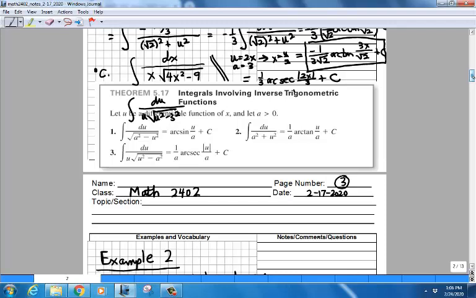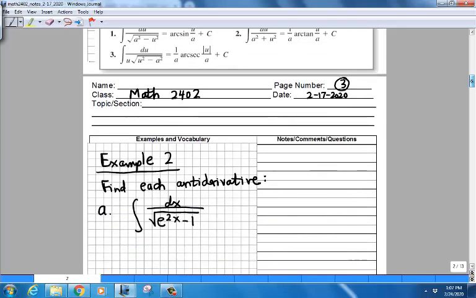Now, sometimes, as we'll see in examples today, these patterns may not exactly present themselves when you first look at the problem, but with a little bit of experience, you'll see that you can sometimes manipulate the integrand using algebra. So you can rewrite the integrand using algebra and get it to fit into one of these patterns, even though it doesn't initially look like it's going to fit.